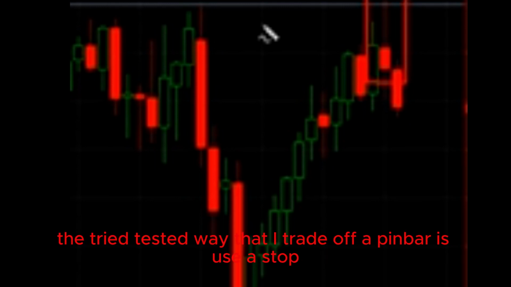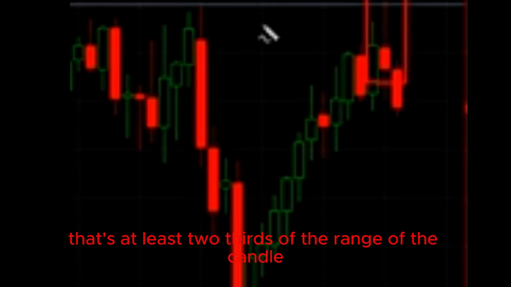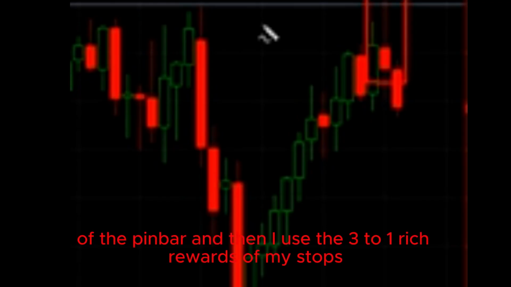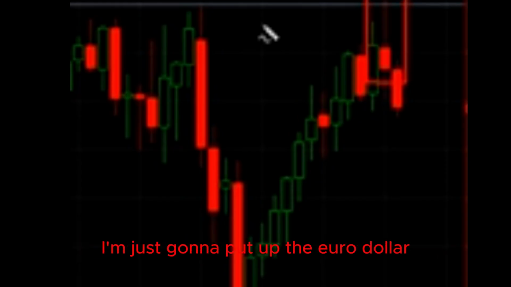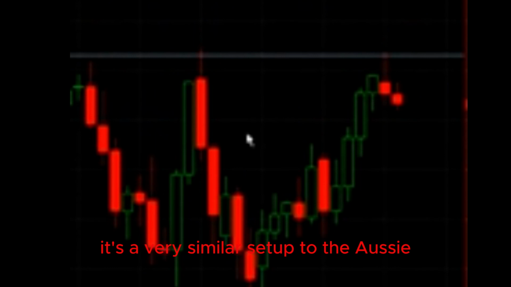The tried, tested way that I trade off a pin bar is to use a stop that's at least 2/3 of the range of the candle of the pin bar, and then I use the 3-to-1 risk reward. So if my stop's 50 points, the target's 150. It's that simple. I'm just going to put up the euro yen. You can see it's a very similar setup to the Aussie.